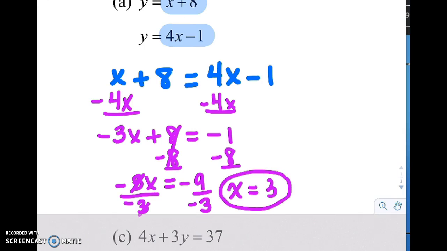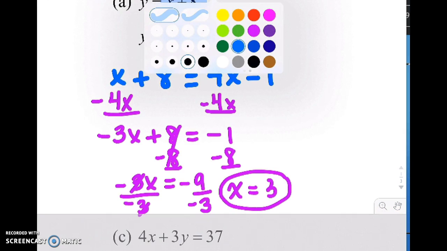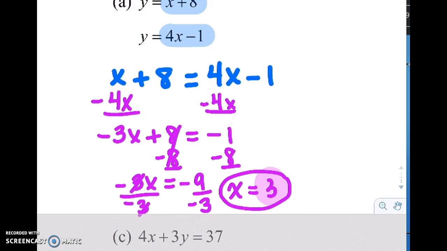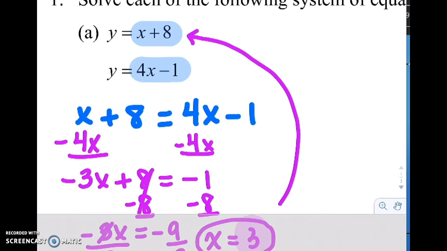So you know half of our answer. We know the x value of the solution. What we need to do is find the y value. So we're going to take that x value and substitute it into one of the original equations. Doesn't really matter which one, you'll get the same answer as long as you do your math right.